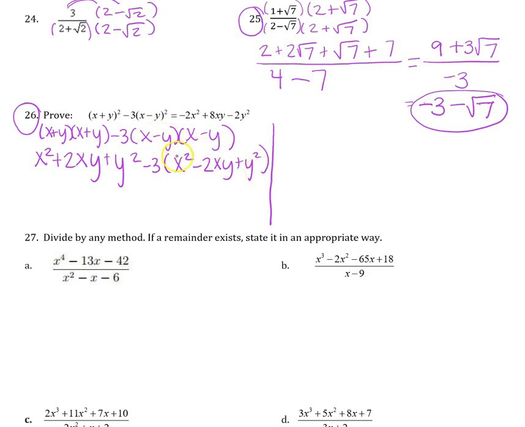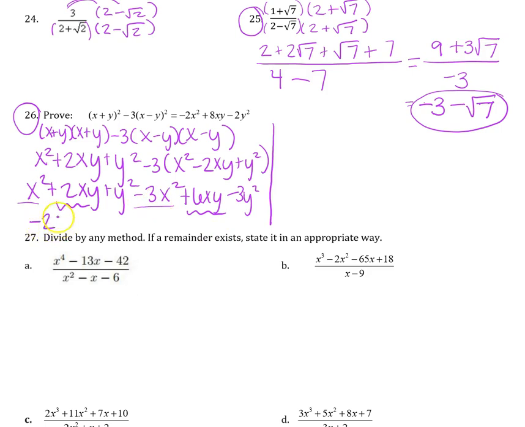Okay, I'm going to take care of this negative 3 and distribute it to each term. So I've still got the x squared plus 2xy plus y squared out front, but then this changes to negative 3x squared plus 6xy minus 3y squared. Okay, now I'm going to combine my like terms. I see some x squareds, some xy's, and some y squareds. So I get x squared minus 3x squared, that gives me negative 2x squared. I've got 8xy.